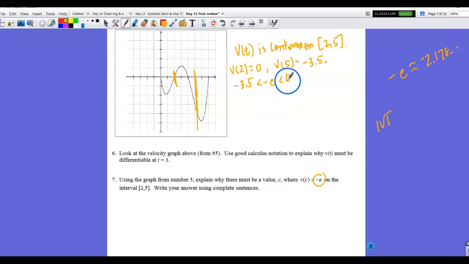And now I'm going to make my declaration. Therefore, and I'm going to copy the prompt, therefore, comma, there must be a value c, where v of c is equal to negative e. Done. I think that's all.